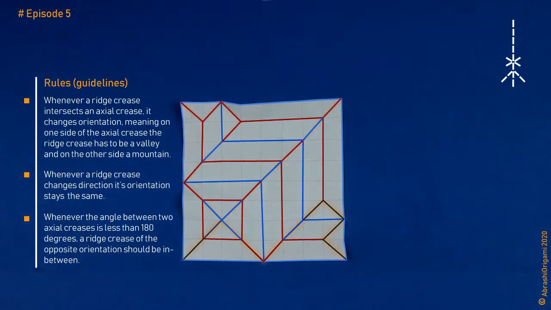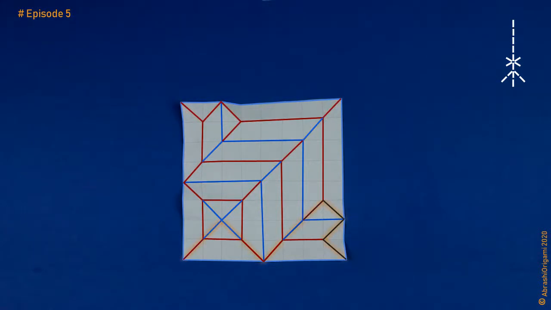Now, what is left is to go back and to define orientation of our first ridge crease. You see, quite simple. Since we've managed to define the orientation of all ridge and axial creases, we can now go on and deal with hinge creases. It is these yellow marked lines.